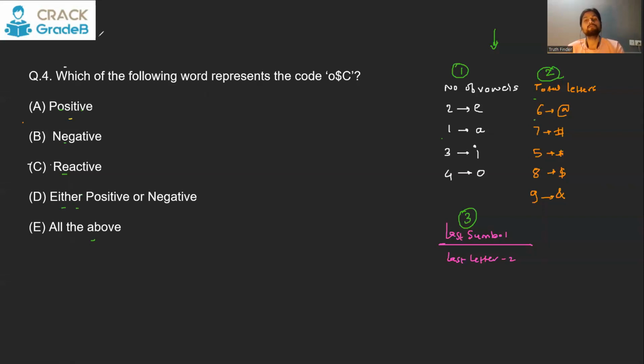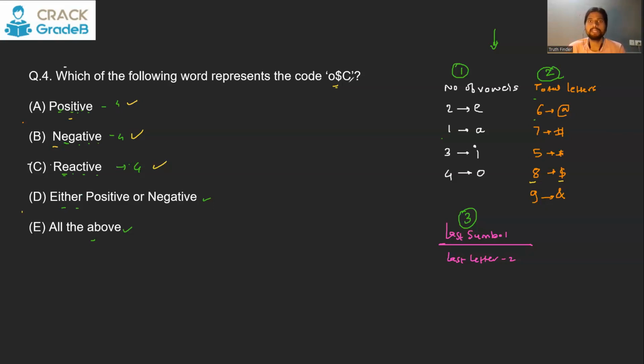Fourth, which of the following words represents the code O $ C? Now, O means it has to have 4 vowels. So 1, 2, 3, 4, 4 vowels. This one also has 4 vowels, and this is also possible, because either positive or negative, both are shortlisted for that. Now, the middle term is dollar. Dollar means it should have a total of 8 letters. So it has 8 letters: 1, 2, 3, 4, 5, 6, 7, 8. This one has 8 letters too. So all options are again open, all possible.